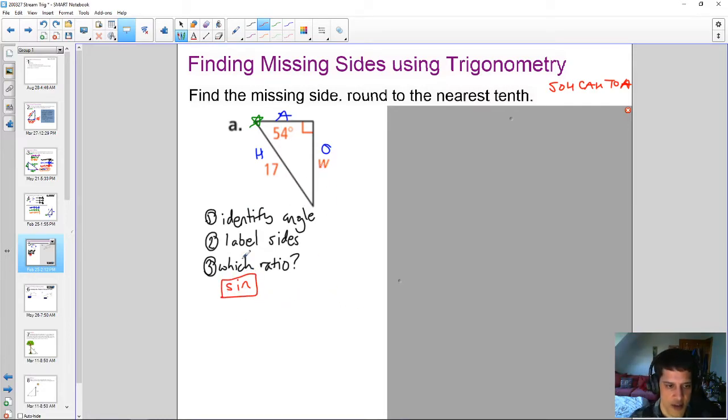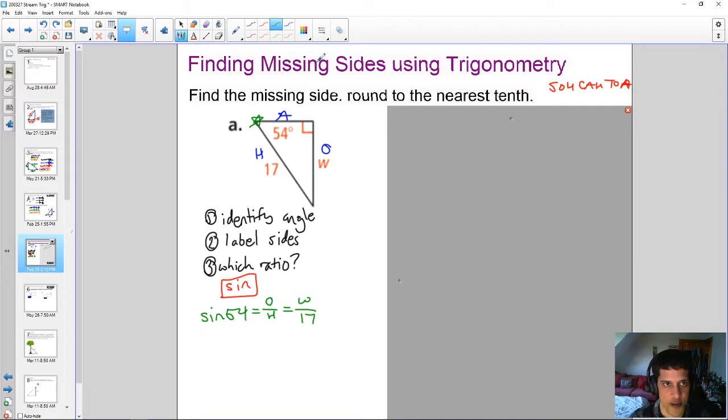So we're going to write out our ratio now. Sine of 54 is equal to opposite over hypotenuse, which is equal to W divided by 17. It's supposed to be 54. Hope that's clear. All right. So sine 54 is equal to W over 17.